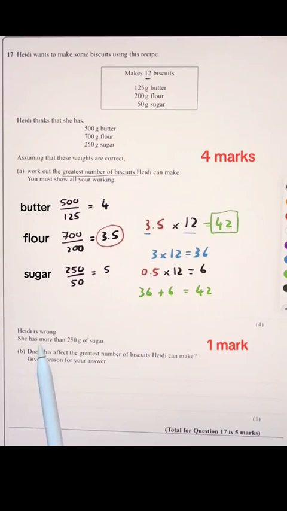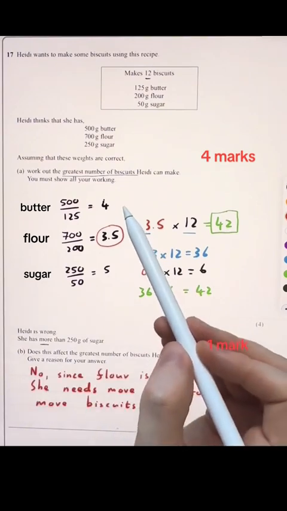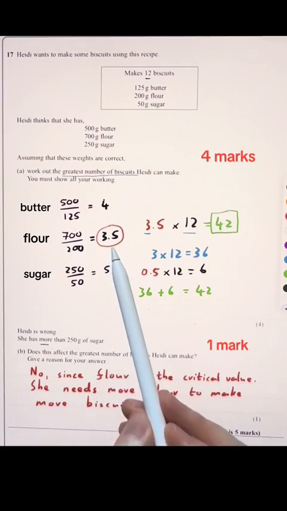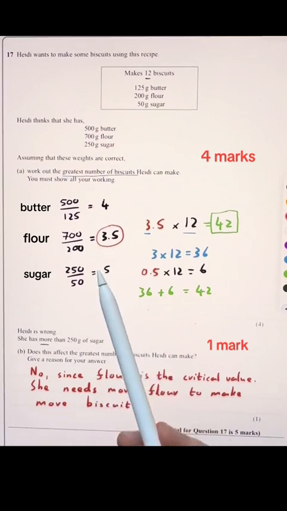Heidi is wrong. She has more than 250 grams of sugar. Does this affect the greatest number of biscuits that Heidi can make? Well, no, since flour is the critical value. She needs more flour to make more biscuits. Because remember, she must have enough butter, flour and sugar in order to make the biscuits. She already has enough sugar to make 5 batches. Having more sugar is not going to help because we know she only has enough flour to make 3.5 batches.